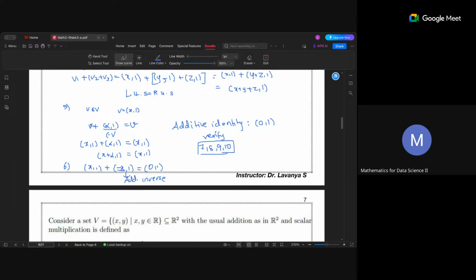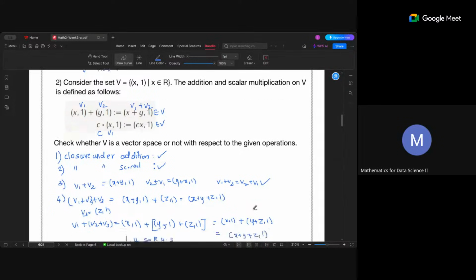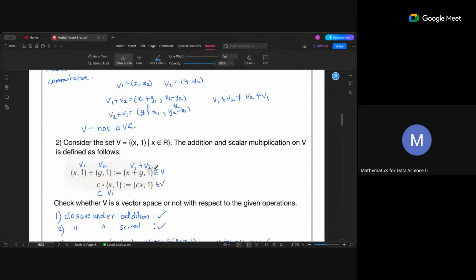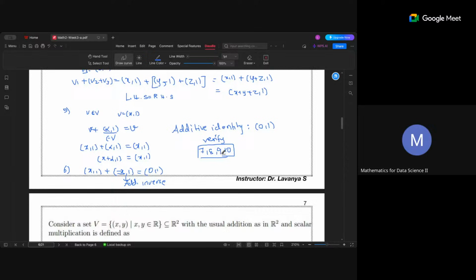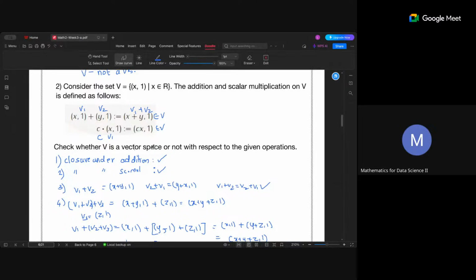What's your doubt, Aisha? Ma'am, 0 comma 0 is not in this vector space, right? So will that still make this a valid vector space? Yes. We always need an additive identity for a vector space, but that need not be 0 comma 0. Remember that. So you can verify the remaining properties; they can be easily verified. So this is actually a vector space.